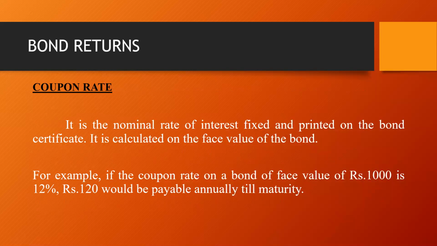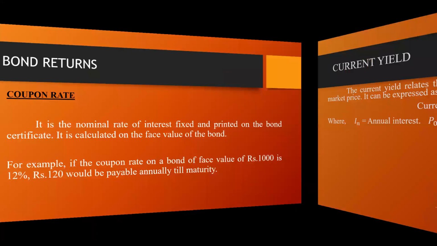We'll denote it as 5% bond, 10% bond. That 5% and 10%, which is the interest rate which will be paid annually at a periodic interval, is known as coupon rate. For example, if the coupon rate on a bond of face value of 1000, the value of the bond is 1000, and the interest that is offered is 12%, that is the coupon rate. Therefore, the amount that will be paid annually till maturity date is rupees 120, which is 1000 into 12 by 100. So that is the first type of return from a bond.